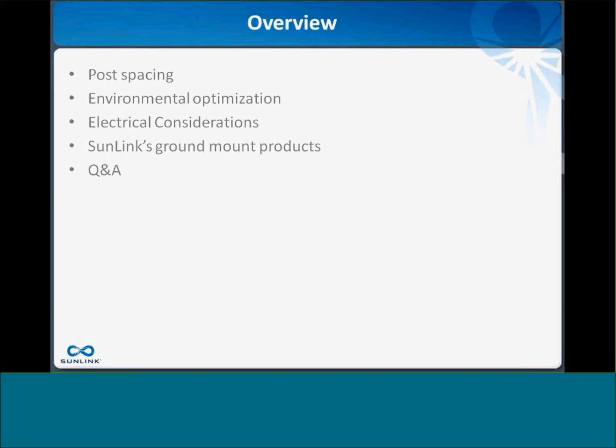Then we'll briefly discuss SunLink's ground mount products, and we'll have time for questions and answers. You should also know that you can submit your questions through the chat window in WebEx. We'll try to get those questions answered if it's appropriate, maybe during the presentation, but most likely we'll just leave all the questions towards the end.